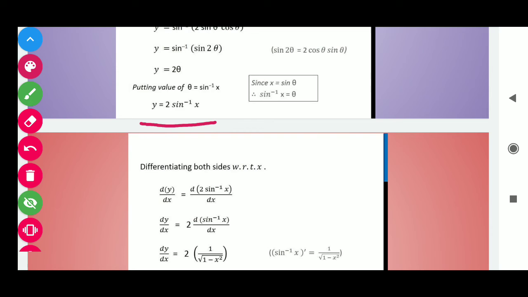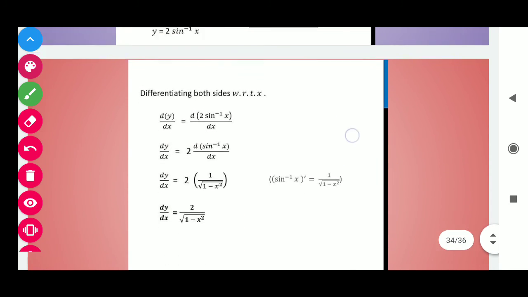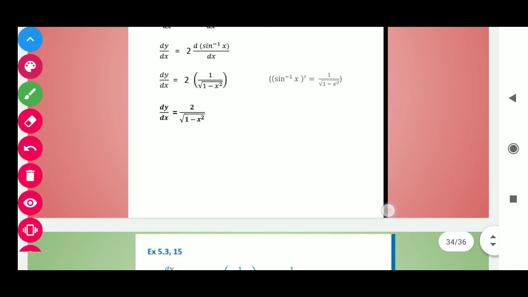Now differentiate with respect to x. Here we get 2 is constant, derivative of sin inverse x is 1 over under root 1 minus x squared. So next derivative of x is 1. In this way we have completed this question also. You can see the required result. Now move to the next question.